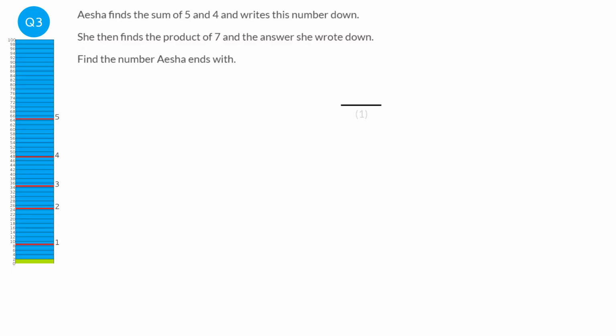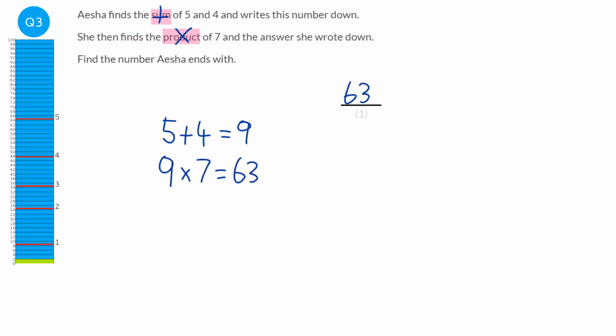For this question, it's really important that we understand what the words sum and product mean. Sum just means add, and product just means times. So we're going to start by adding the 5 and the 4. So that will equal 9. And then we're going to find the product of 9 and 7. So we're going to multiply them together. 9 times 7, which is 63. So our answer is 63.